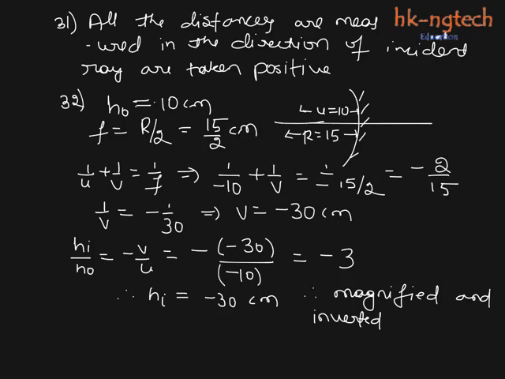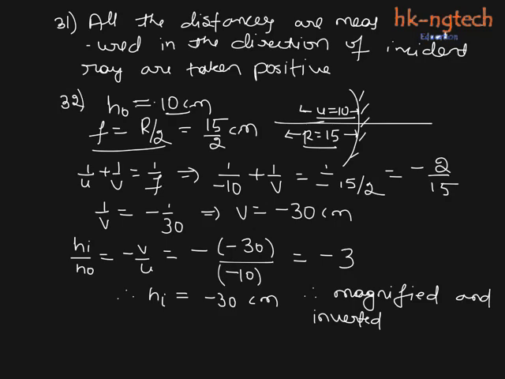A linear object of height 10 cm is kept in front of a concave mirror of radius of curvature 15 cm at a distance of 10 cm. The image formed is. Very good problem. See here, they have given the height of the object as 10 cm, radius of curvature as 15 cm and object distance as 10 cm. So obviously we have the relationship that f is equal to r by 2, so therefore it is 15 by 2 centimeters.